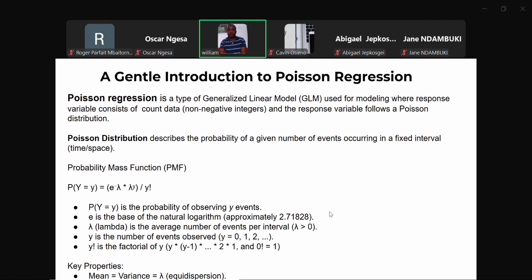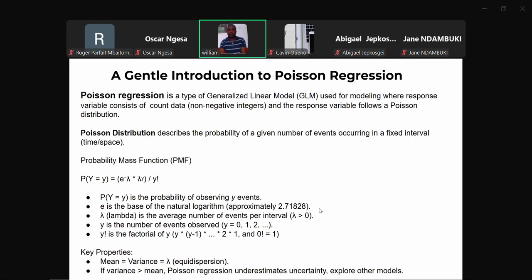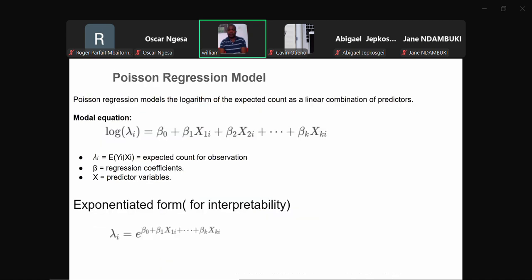And then I have down here the properties we have to look at. As I said, mean and variance should be equal, which is normally called equidispersion. And if variance is greater than the mean, then Poisson regression normally underestimates uncertainty, and we can explore other models, which we are going to look into as we go on.